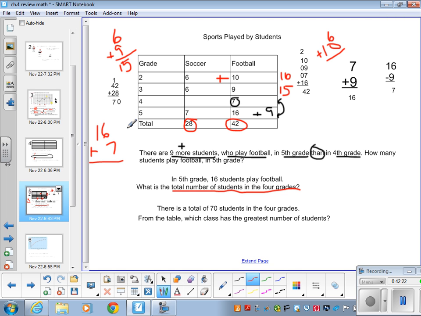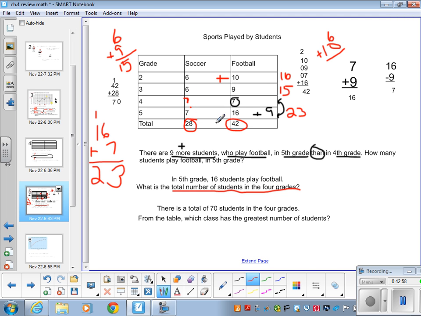Pause the video, add them together, and then come back to tell me what you got. Alright, welcome back. 16 plus 7 is, 6 and 6 is 12, plus 1 more is 13, 3 carry the 1, 23. So far, I'm noticing that grade 5 has the most kids, but I can't assume that without finding this answer.